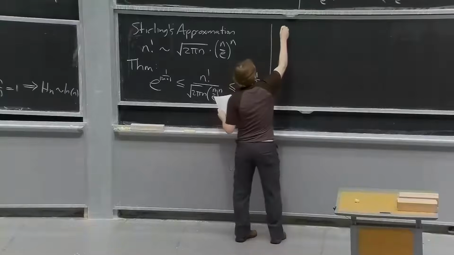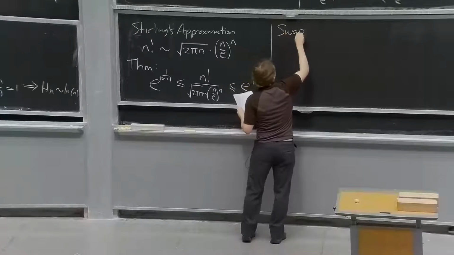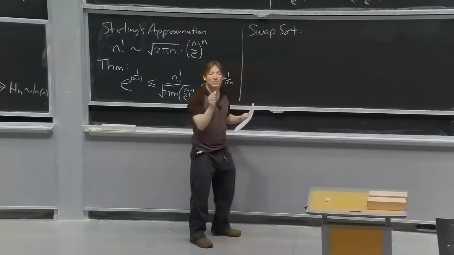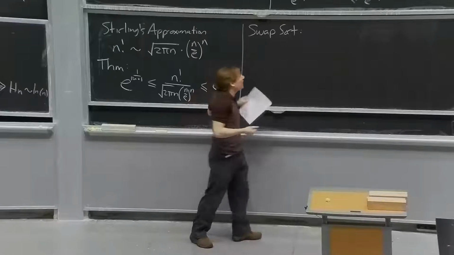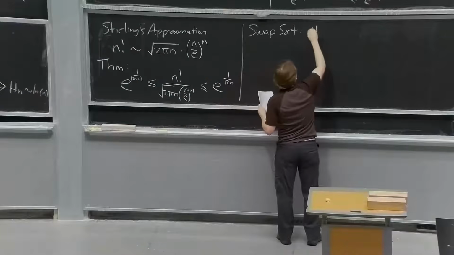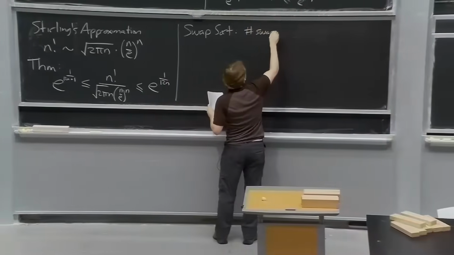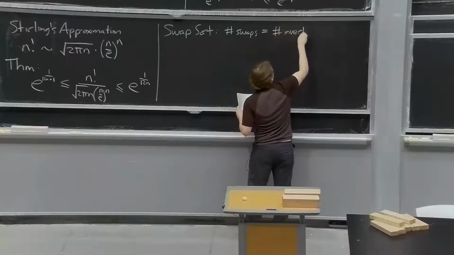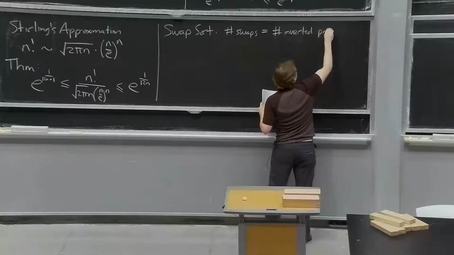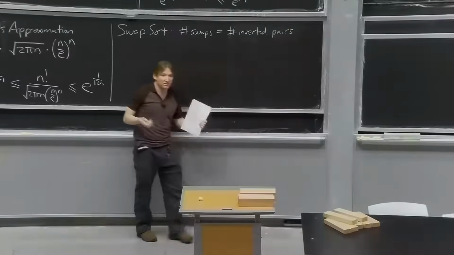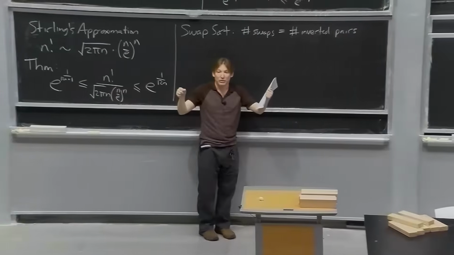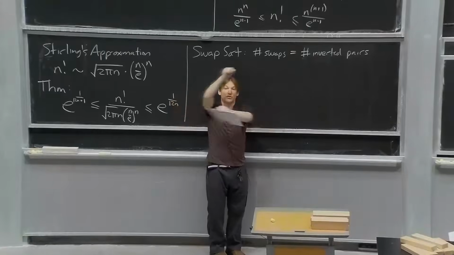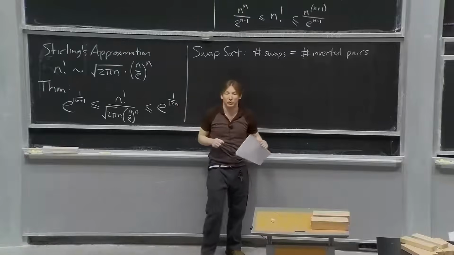And we saw, so I'm going to call that swap sort. We saw that the number of swaps that you'll need to make is exactly equal to the number of inverted pairs. So the number of pairs of two numbers in our list where the big one is somewhere to the left of the small one. So they're in the wrong order and will eventually need to change order.